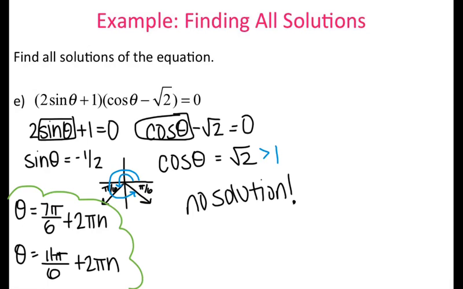So really your only solution for this equation, since you were multiplying those two expressions, is that over there with the 7 pi over 6 plus 2 pi n and the 11 pi over 6 plus 2 pi n. Okay, so this covers all of the notes for day 1. I'm going to go ahead and continue into day 2.